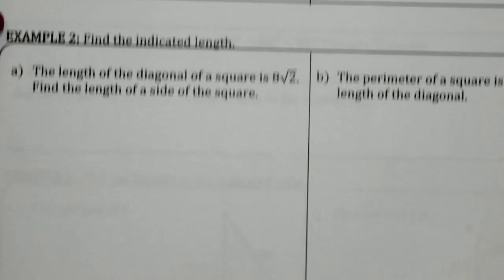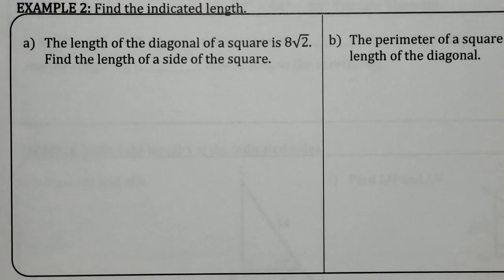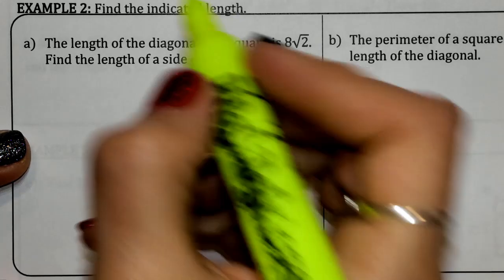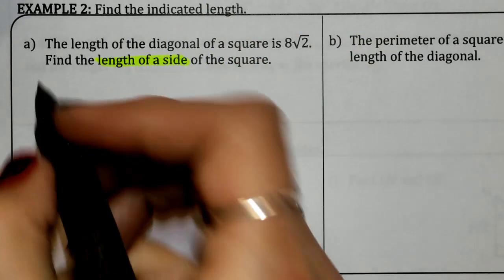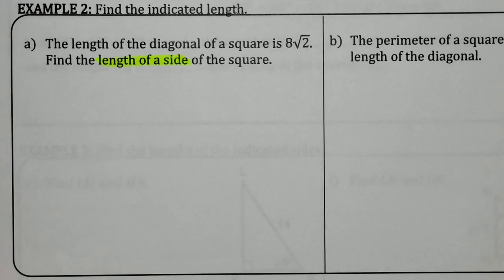Now the next two problems are going to bring back that square at the very, very beginning. We're either going to be given the diagonal of a square or have to find the diagonal of a square. What we want to do in this case, we are given the length of the diagonal. We want to find the length of a side. So the first thing we're going to do is draw in our square. Go ahead and draw in a square.